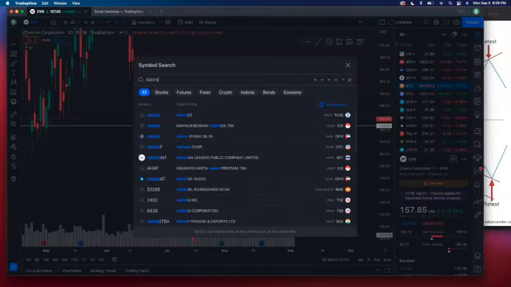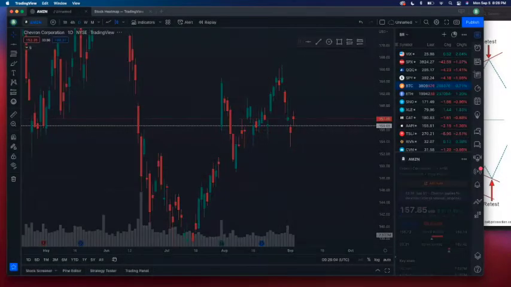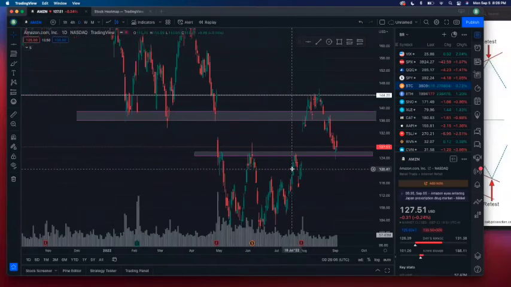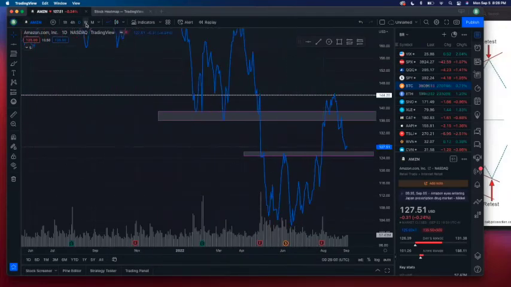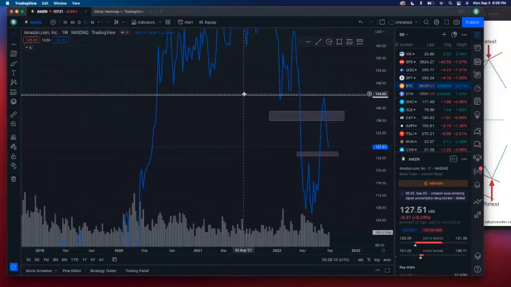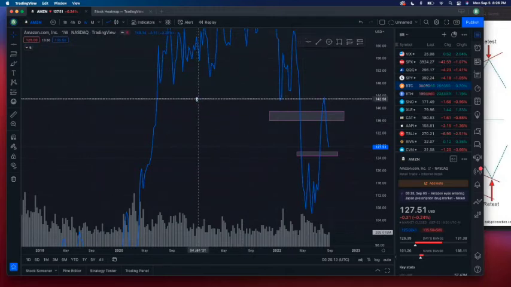Okay, Amazon. We took Amazon a while back, but this is a really clean example of how we did this. So you go to line chart, weekly chart. We go here. This was a support level, and so is this here.